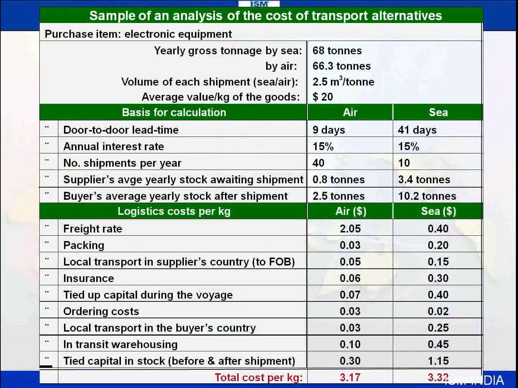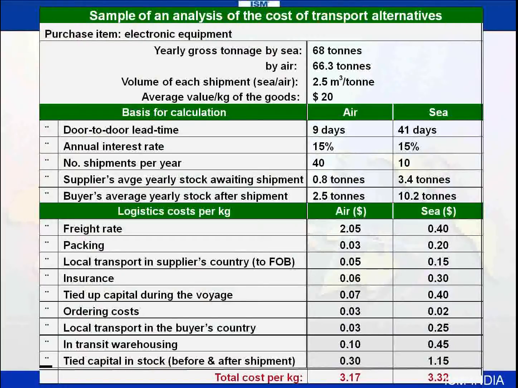I think this is a very good example I will talk about. Let's say you're trying to send 68 tons by sea. By air, capacity is 66.3. Now, the volume of each shipment, sea versus air, is 2.5 meters cubed plus this. That is the average value we're taking. Now, here we take door-to-door lead time. If I'm doing it by air, it is 9 days. I'm sending the goods to the Far East. Sea is going to take 41 days. Interest rate is the same. Number of shipments by air is 40, by sea is 10. So this gives you the logistics cost on the freight rate.